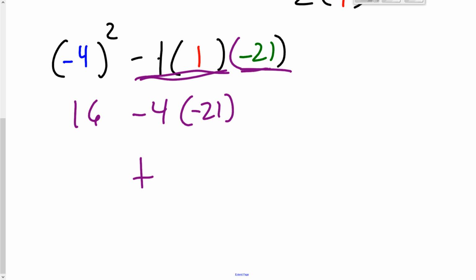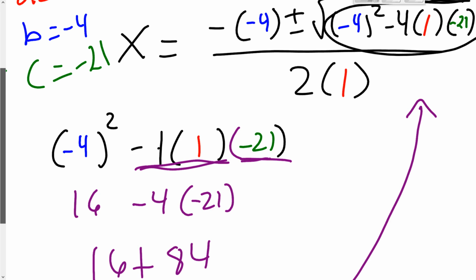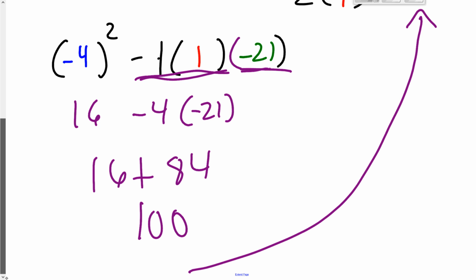Because negative 4 times negative 21 is 84. So 84 plus 16, that is 100. So that's what's going to go underneath the square root, right? That's what's going to go underneath the square root over here. So 100 is underneath the square root.